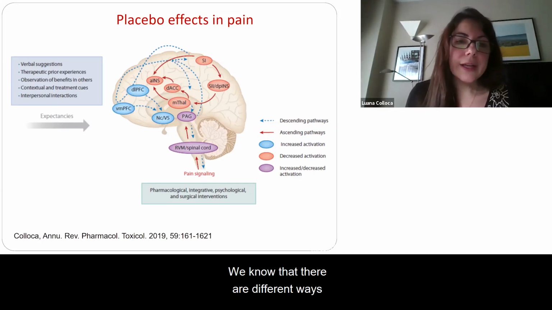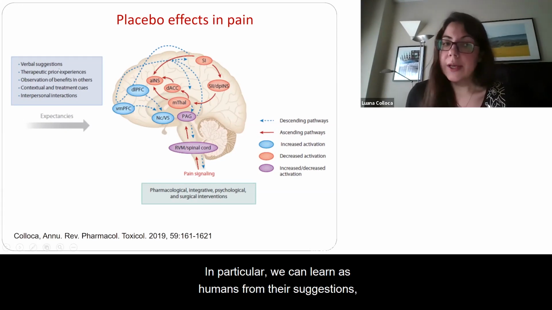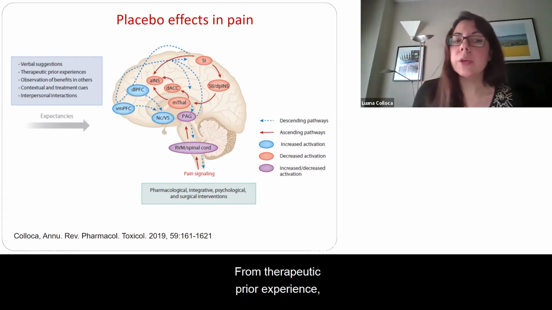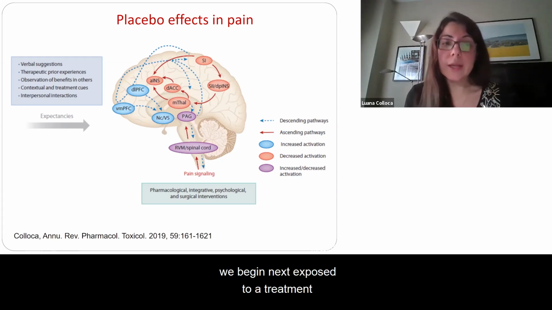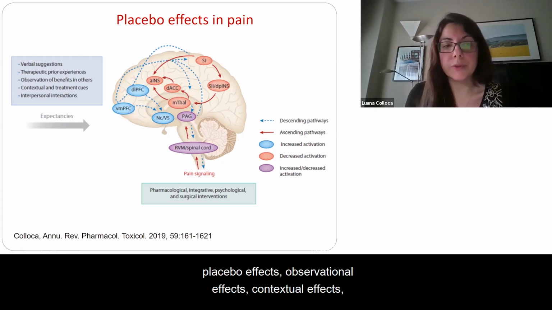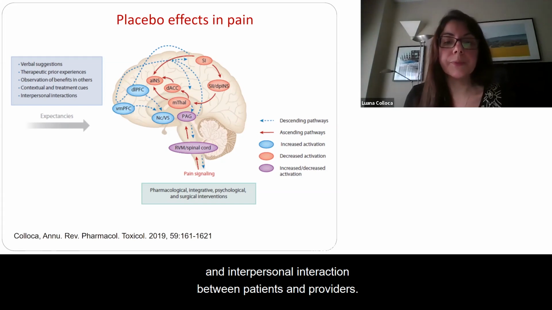We know that there are different ways to learn to modulate expectations. In particular, we can learn as humans from verbal suggestions. This treatment may benefit you. From therapeutic prior experience, being exposed to a treatment that we perceive as efficacious can be helpful in producing placebo effects. Observational effects, contextual effects, and interpersonal interaction between patient and providers.